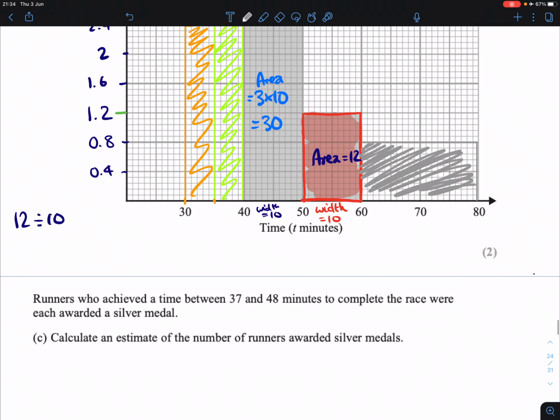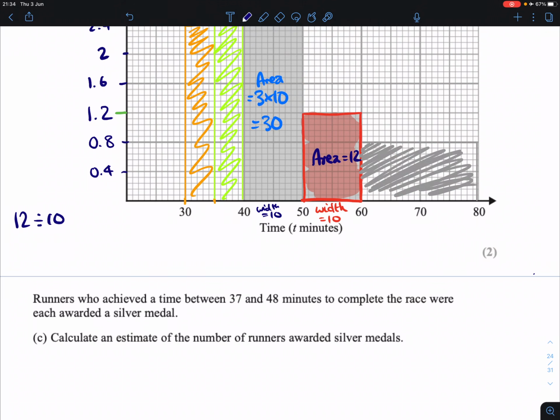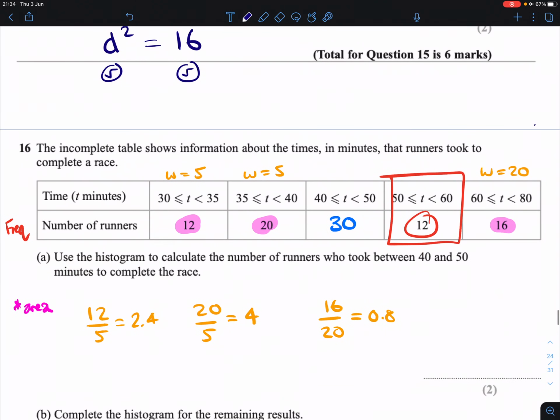Next part of the question. Runners who achieved a time between 37 and 48 minutes to complete the race were each awarded a silver medal. Calculate an estimate for the number of runners awarded silver medals. Well, it's an estimate because we don't know what times those 12 runners got, other than it was between 30 and 35. We don't know their exact times.